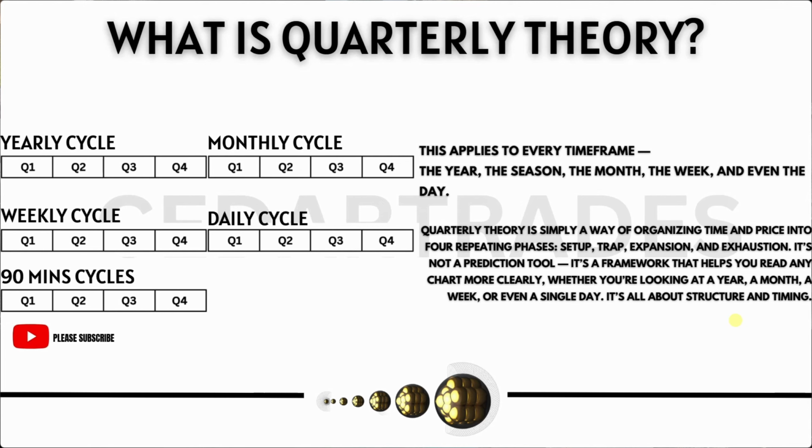Now we are looking at time as point A to point B. If you look at the left side of your screen, you can see the yearly cycle has Q1, Q2, Q3, Q4. The monthly cycle has Q1, Q2, Q3, Q4. The weekly cycle has Q1, Q2, Q3, Q4. The daily cycle has Q1, Q2, Q3, Q4. The 90-minute cycles have Q1, Q2, Q3, and your Q4. So this here is our Q1, which is our point A. Our Q4 is our point B, which is the full range.